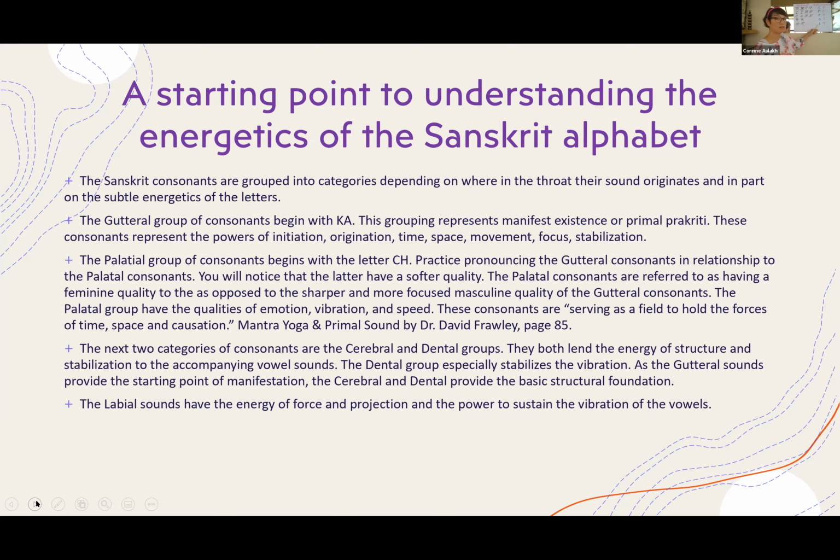The labial sounds start with pa, pa, pha, ba, bha, ma. They help to sustain the vibration of the vowels. So when we look at the role that the consonants play, they lend the power of sustaining, the power of structure. They lend the power of emotion and speed, and they lend the power of stabilization to these vibrations.